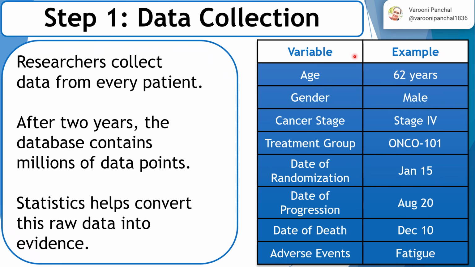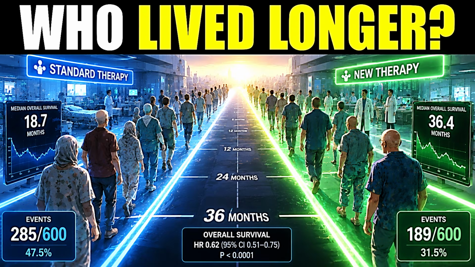So the variables of data captured are age, gender, cancer stage, which is stage 1, 2, 3, 4, the treatment group, whether it's standard therapy or ONCO101, the date of randomization, the date of progression, the date of death, and what the adverse events were. And this is just an example. The data collected is not limited to this specific list. There are many datasets collected, but these are just a few examples of the primary inputs that are collected. Who lived longer, the patients on standard therapy or on the new therapy? That is what the investigation is in this real case study.